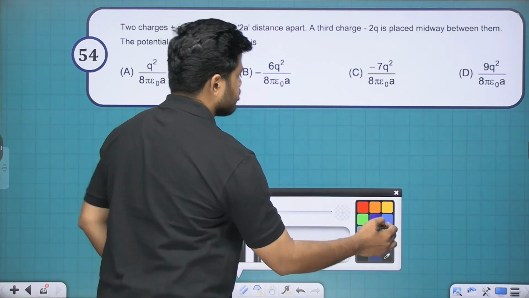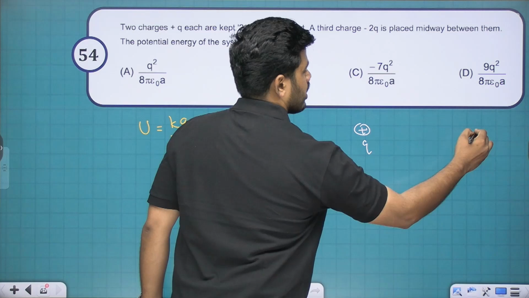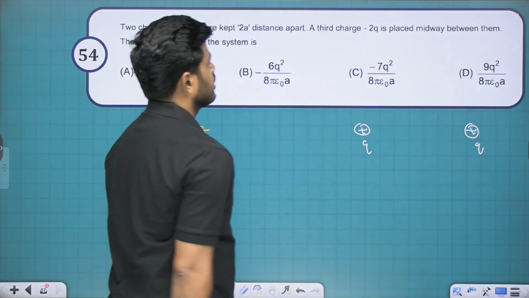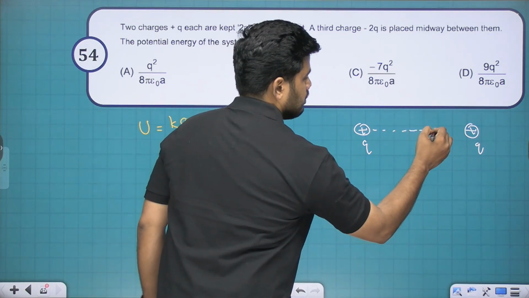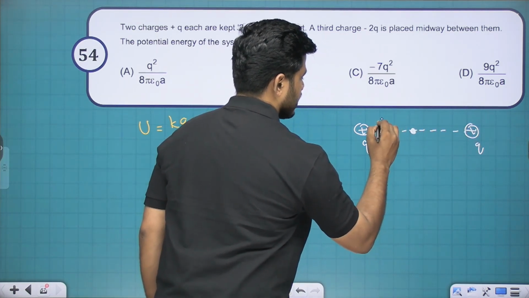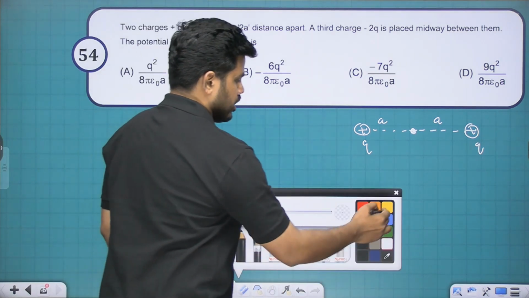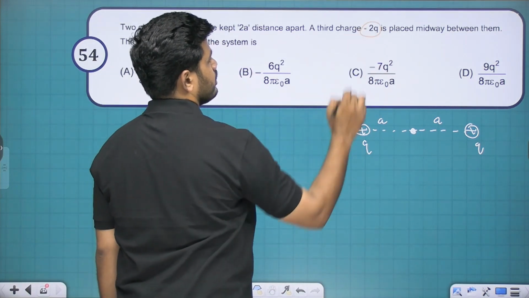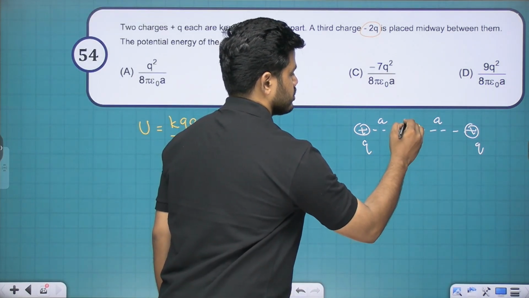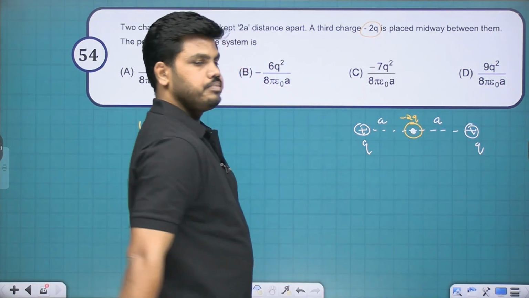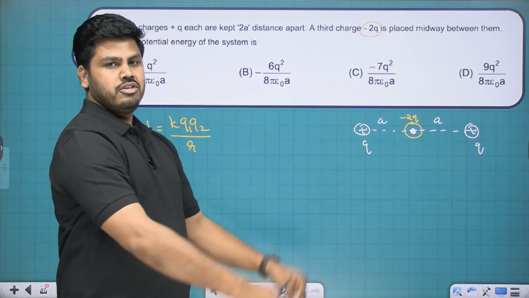Here you have been given an arrangement of charges, two charges plus Q. This is plus Q, and I have another plus Q here. They are separated by a distance 2a. So if I go to the midpoint somewhere here, this distance is a, this is also a. There I am going to keep one more charge at the midpoint, which is minus 2q. So this charge is minus 2q. Then you are asked to find the total potential energy of the system.